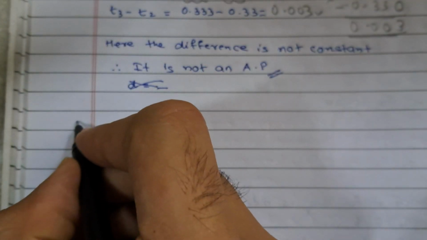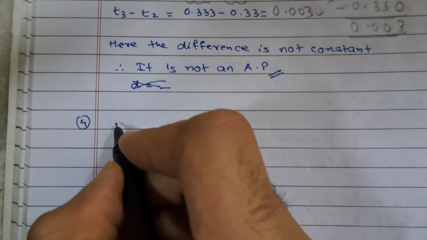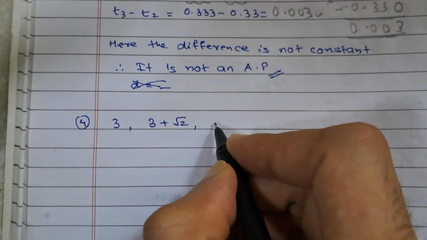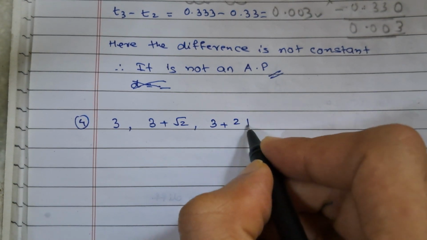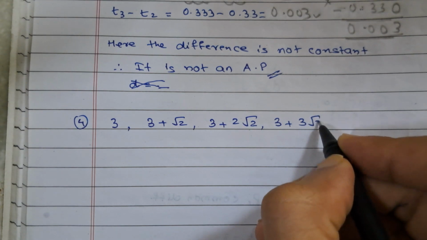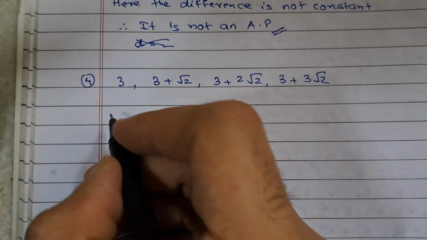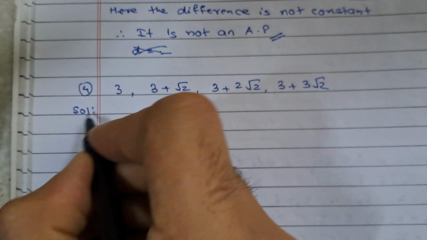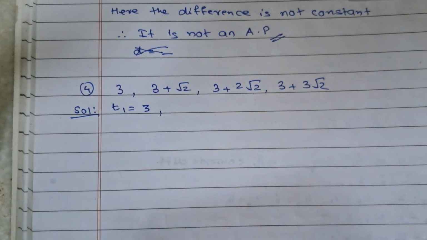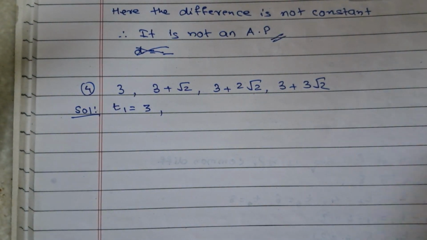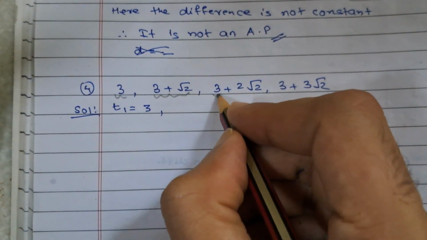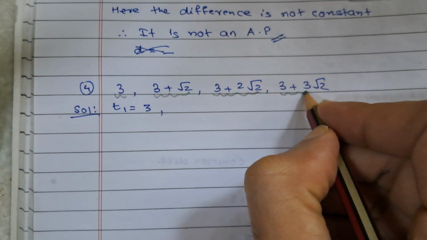Now let's see one that contains some roots inside it, like 3, 3 plus root 2, 3 plus 2 root 2, 3 plus 3 root 2. Let's see what happens in this. The same thing we'll have to say. Solution. First of all, the first number should be T1. Let me write T1 is 3. Next, just have a note. So this is your first term. This complete thing is your second term. This is your third term, and this one is your fourth term.